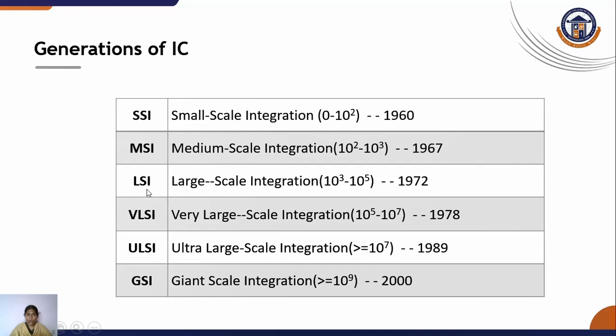In 1972, we followed large scale integration. Here the transistor count goes from 10 power 3 to 10 power 5. Then we entered VLSI in 1978. Here the transistor count goes from 10 power 5 to 10 power 7. After that, we moved to ULSI in 1989. In 2000, giant scale integration generation of IC. Anyway, VLSI is a famous, familiar name, so we only say VLSI design logic.